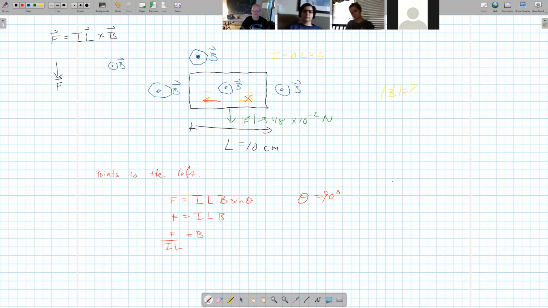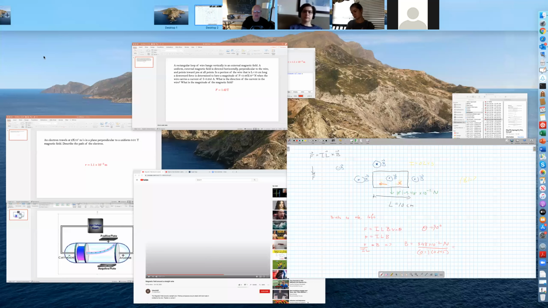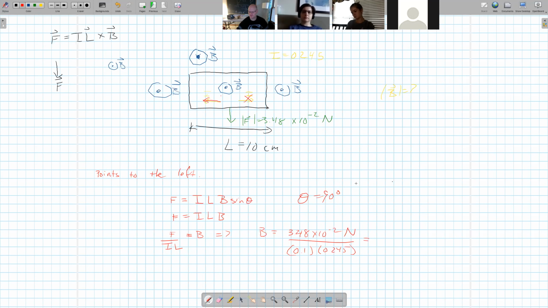Good. So this then is going to be equal to B, which is equal to the force, 3.48 times 10 to the minus 2 newtons, divided by the length, which is 0.1 meters, divided by the current, which is 0.245. Plugging in our numbers, this works out to be 1.42.